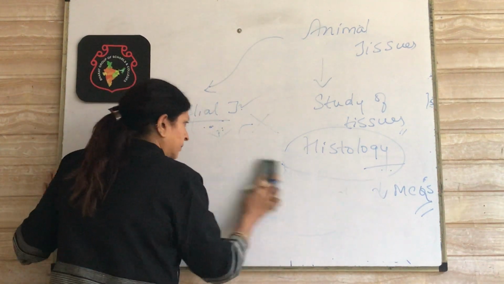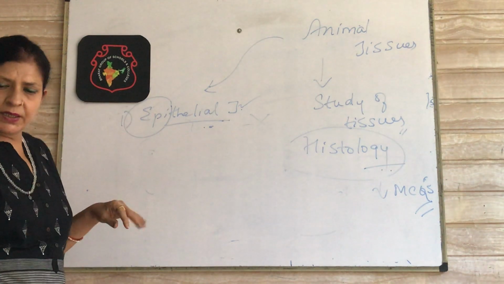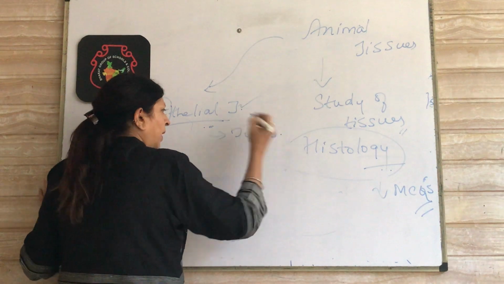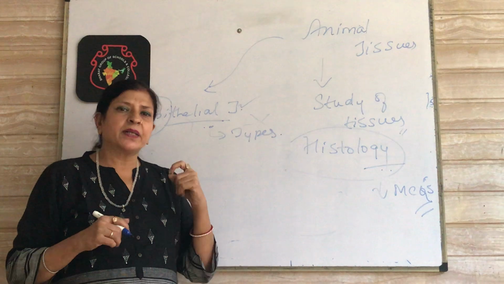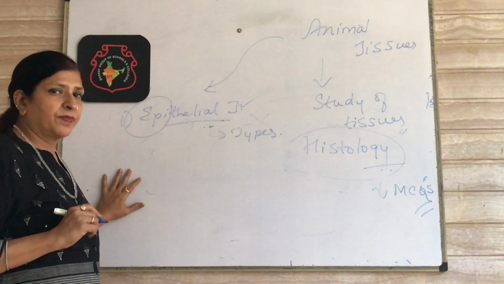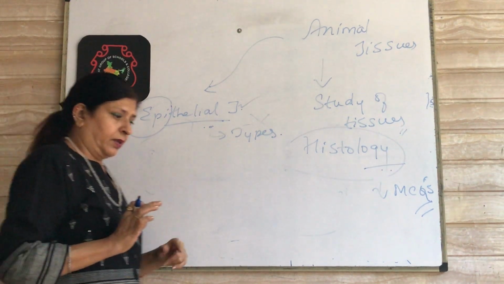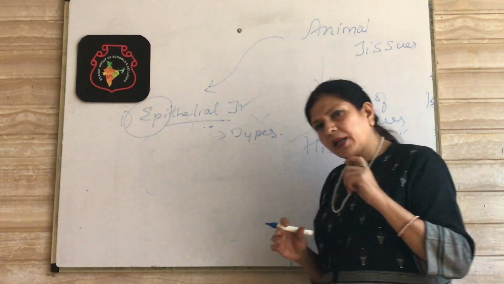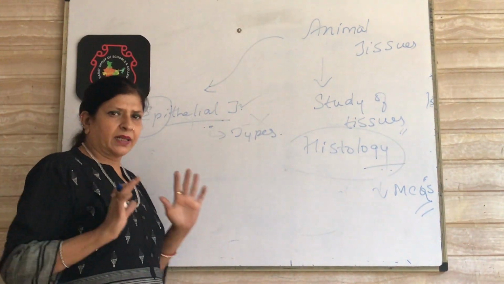Now, I mention the types of epithelial tissue. Right now I will only mention them, but each I will take up in detail and explain. Here, remember, in this chapter the diagrams are all marks oriented topics. From this chapter, if no explanation is asked, sketches are asked, so be very thorough and serious about the diagrams.